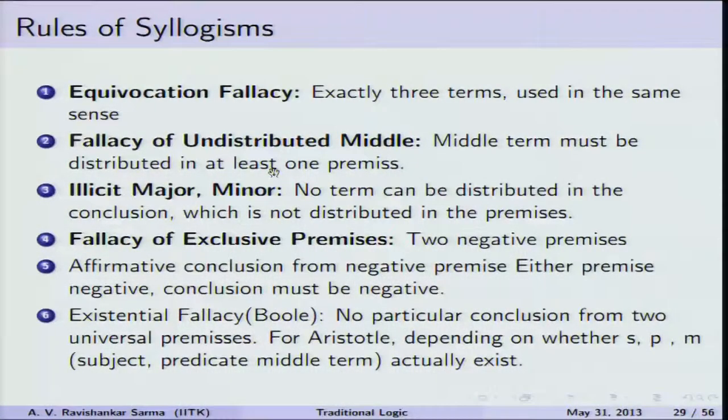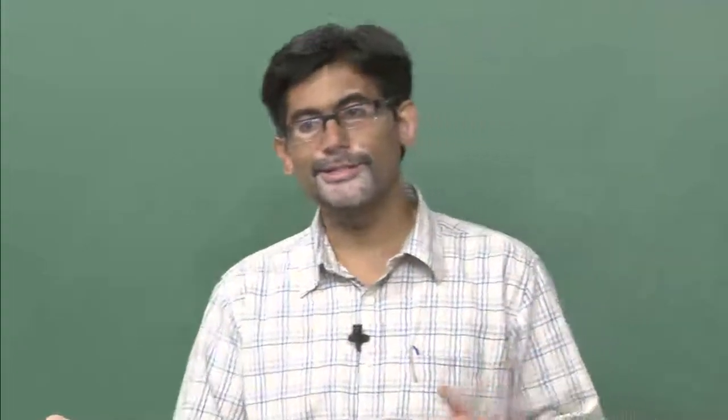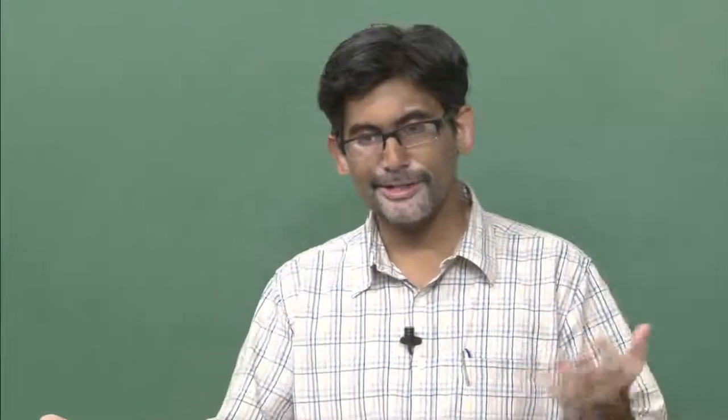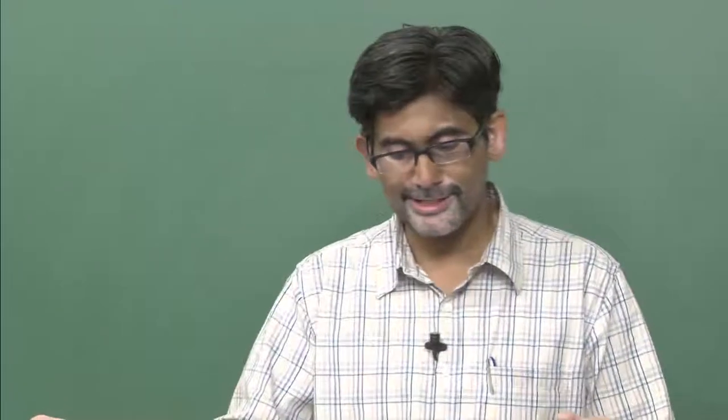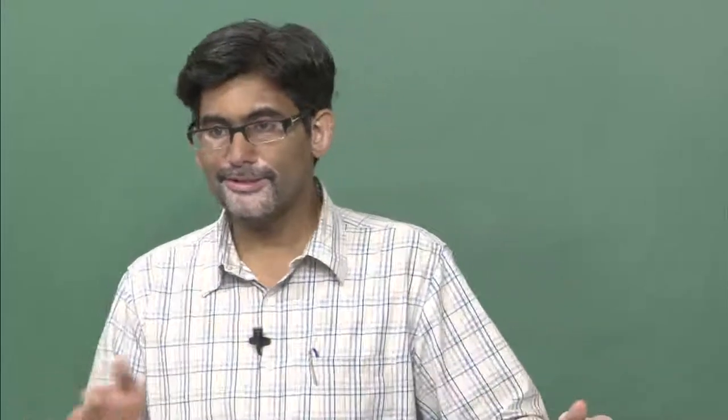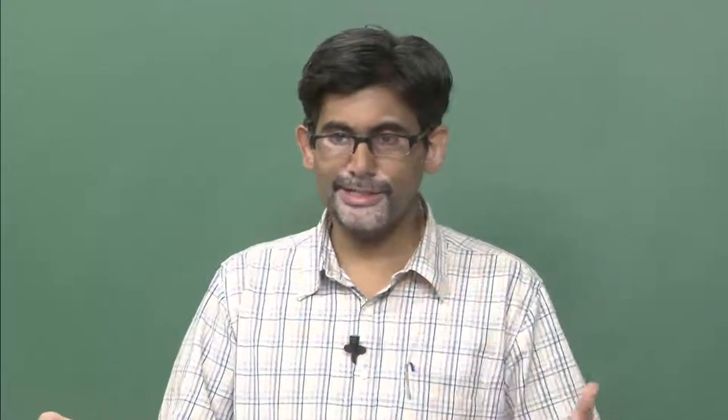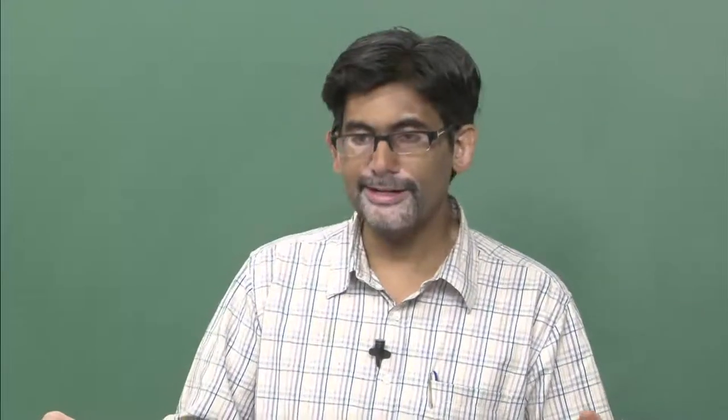All the terms should be used in the same sense, and there should be no shift in the meaning of the words that you have used in the premises. If there is a shift in the meaning of these words in the premises, then there is something wrong with the argument. That is the equivocation fallacy. The middle term must be distributed at least once in the premises. That is what we have said in the rules. If it is not distributed, then it is called the fallacy of undistributed middle.